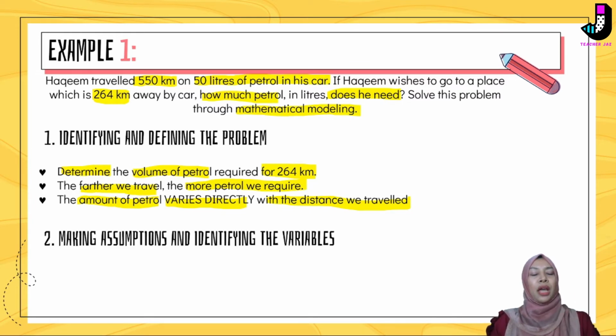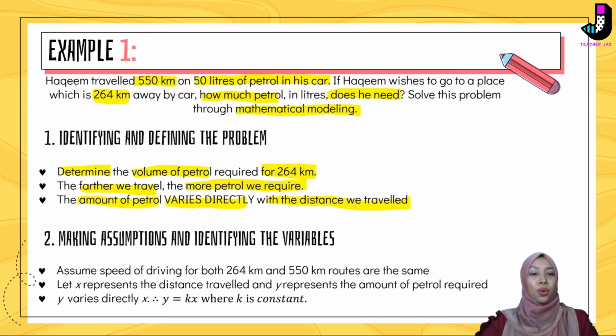Second one, you have to make assumptions and identify the variables. So you have to assume that the speed of driving for both the 264 kilometer and 550 kilometer routes are the same. So kena make sure, kena assume macam tu lah. Kalau tak nanti dia macam tak dapat. And then we're going to let X represent the distance traveled and Y represent the amount of petrol required. And as we have known, this is varies directly.